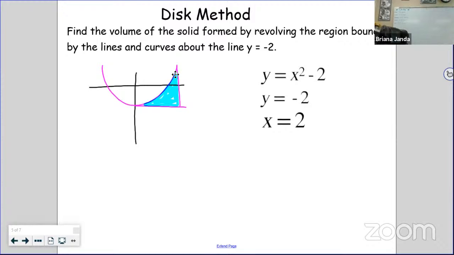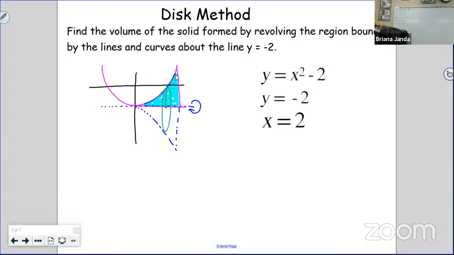Okay, and also what changed on this one is that we are rotating this time around the line y equals -2, which is down here. So again, if I consider flipping my shaded region over that, it would also show up down here. And the disk that wraps around that axis of rotation, connecting top function down to bottom function, would be here. And my radius would go from my axis of rotation to my function.